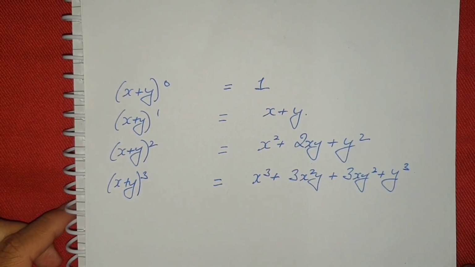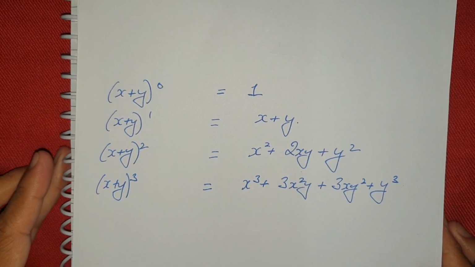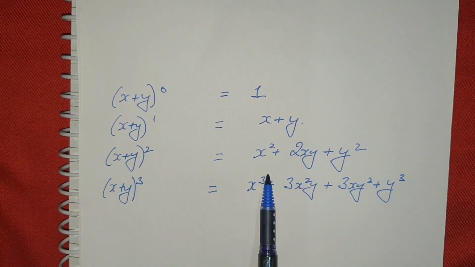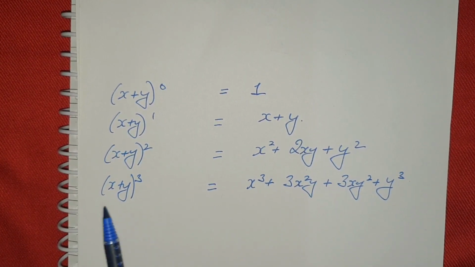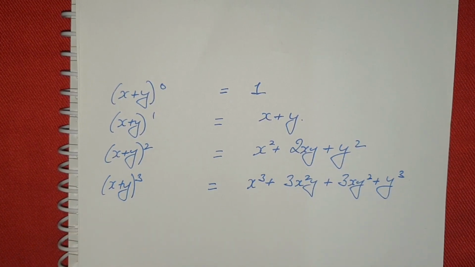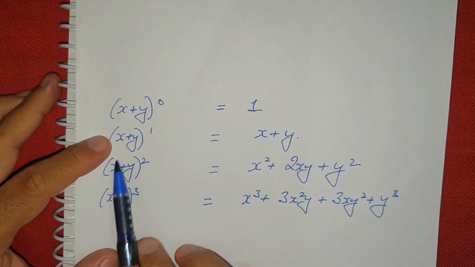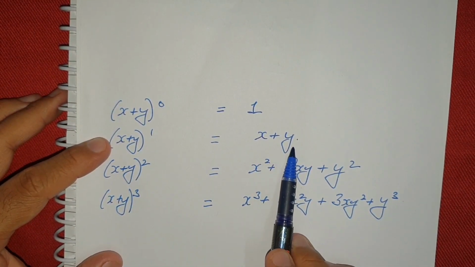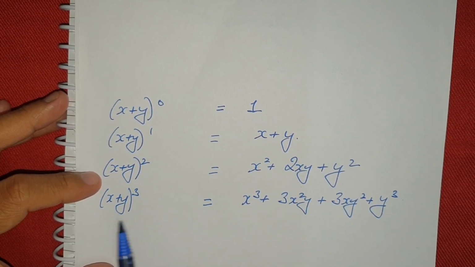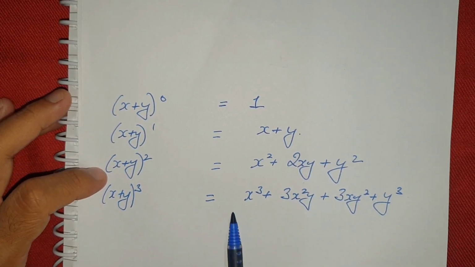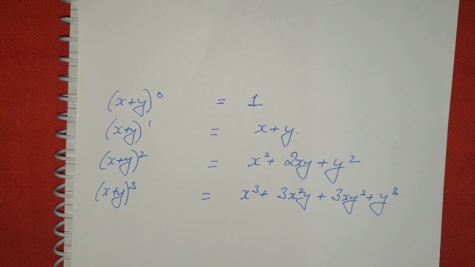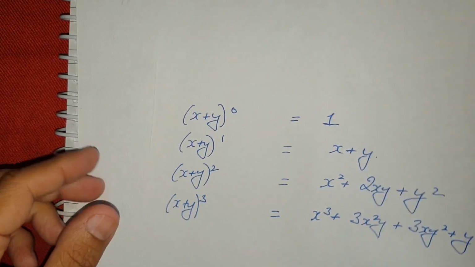For example, x plus y to the power 0 is 1, x plus y to the power 1 is x plus y, x plus y whole square, we know this, x square plus 2xy plus y square, x plus y whole cube is x cube plus 3x square y plus 3xy square plus y cube. Now if you see the coefficients, the first has coefficient 1, x plus y to the power 1 has coefficient 1, 1. Similarly, x plus y whole square has the coefficient 1, 2, 1. X plus y whole cube has the coefficient of 1, 3, 3 and 1. Now that is what the Pascal triangle shows, the coefficient of various terms in a binomial expansion.